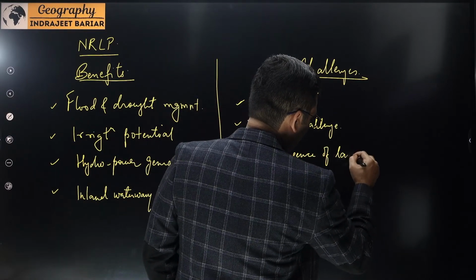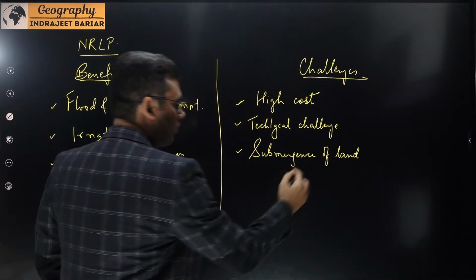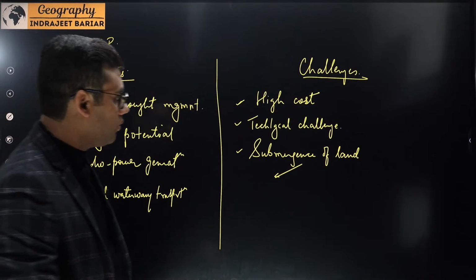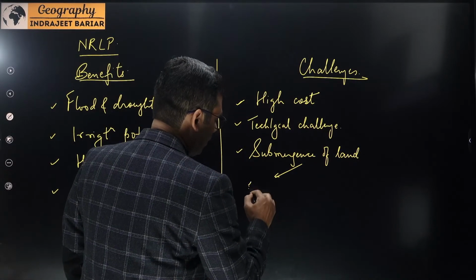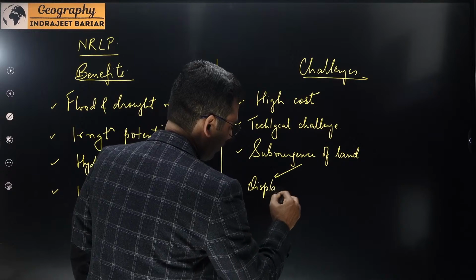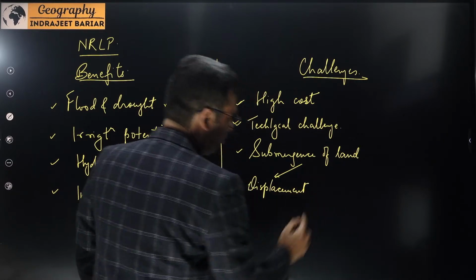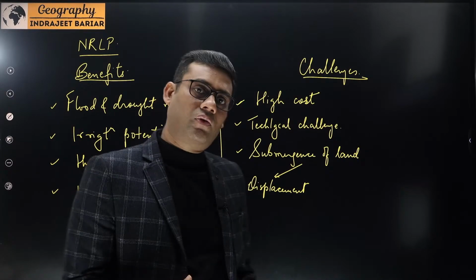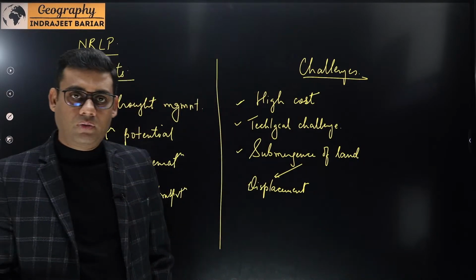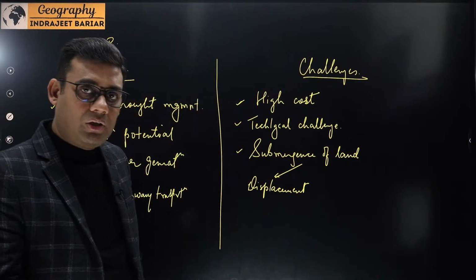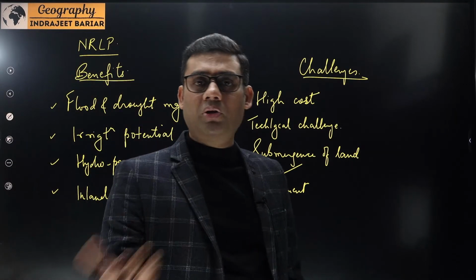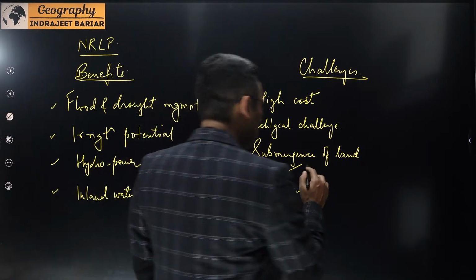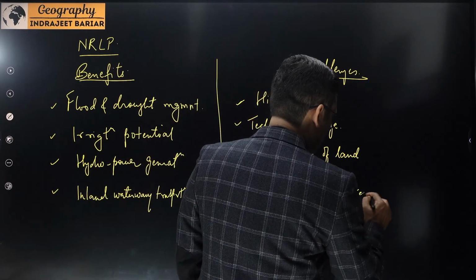submergence of land. Now submergence of land can be seen from two perspectives. First, the submergence of land with respect to the displacement of people. So when new areas through which the water is going to flow, there would be a lot of submergence of new lands. And so what will happen to the already settled population over there? They have to be resettled somewhere else. Plus, in addition to that, the submergence of forested lands.